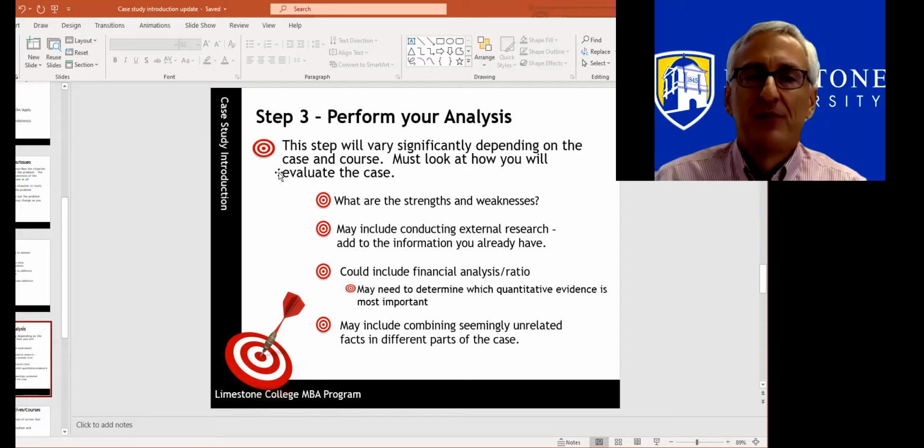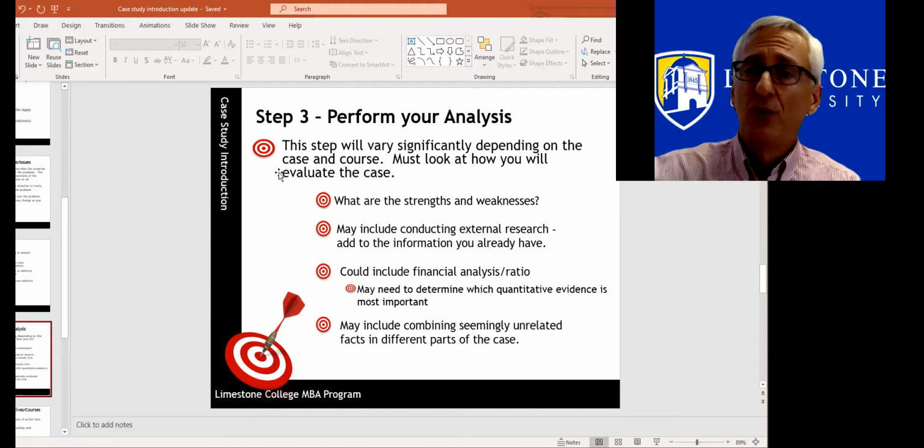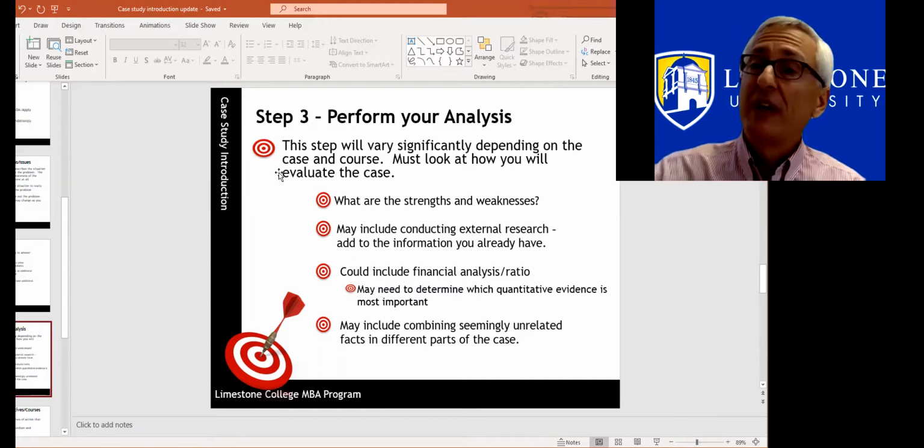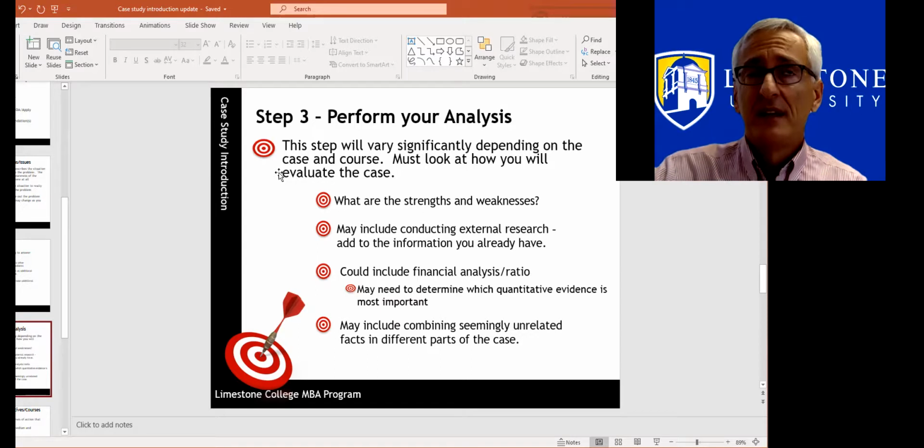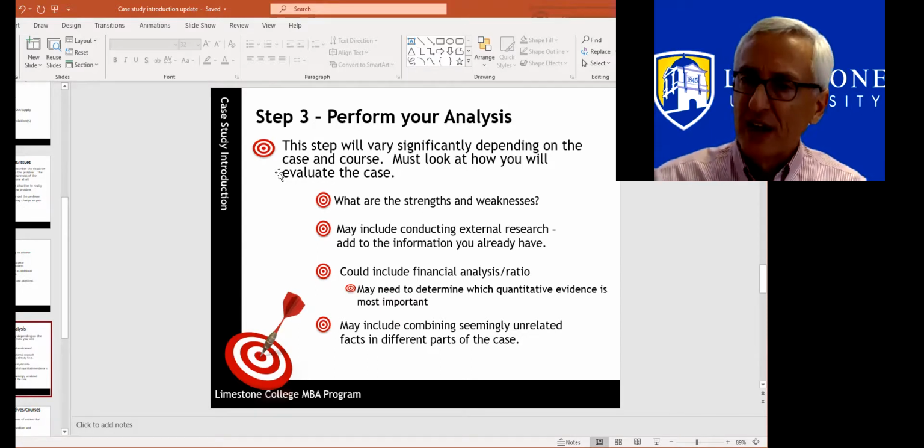Next slide is to perform some kind of an analysis on what you've identified as the problem. What are the strengths and weaknesses, kind of going through a SWOT analysis of the company to help determine what recommendations you have, because obviously making a recommendation based on a strength of a company is much easier to implement than basing a recommendation on a known weakness of that company.